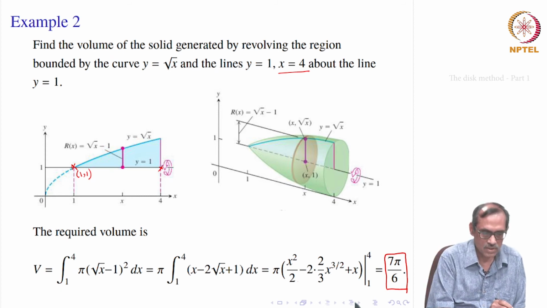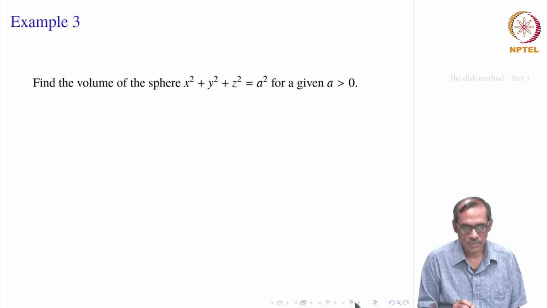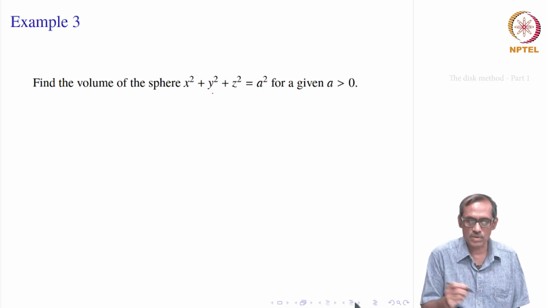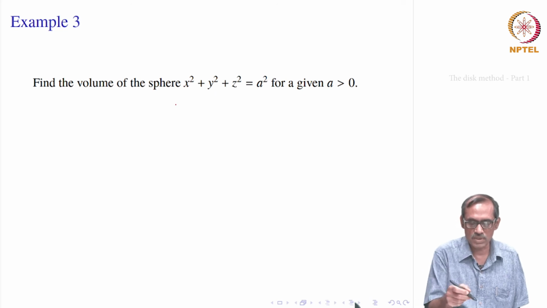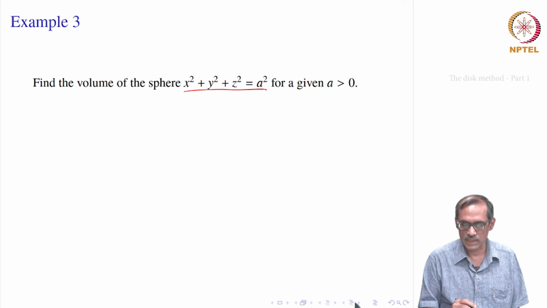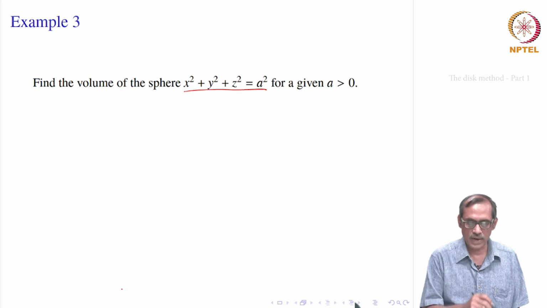Let us consider another example. Here we want to find the volume of the sphere, which we know of course from other places, but we want to see how our method is applied to compute the volume of the sphere. The sphere is given as x square plus y square plus z square equal to a square for some positive number a. We want to find the volume of this. That means we have to think of the sphere as a solid of revolution.